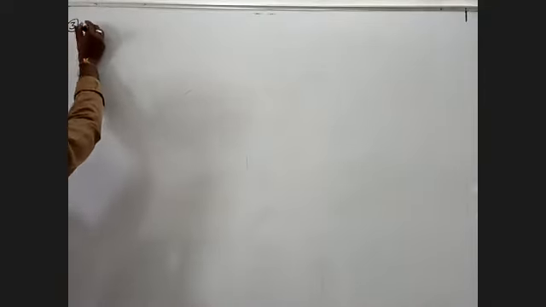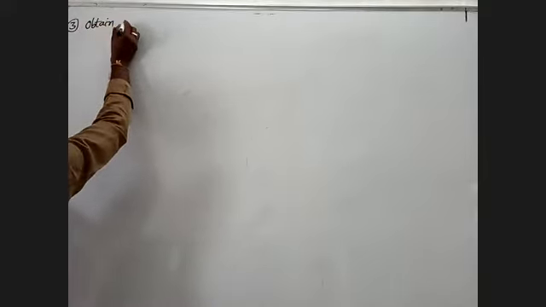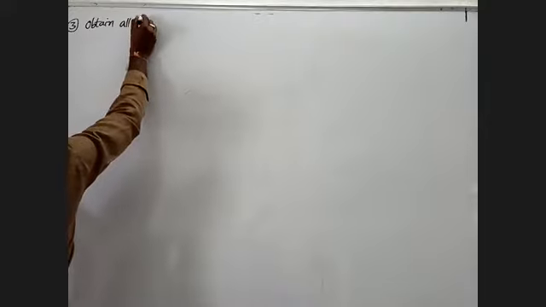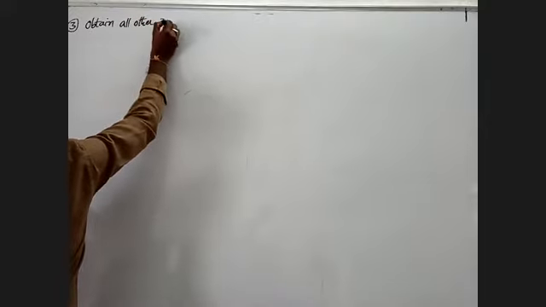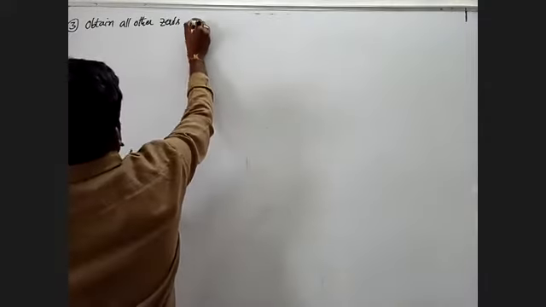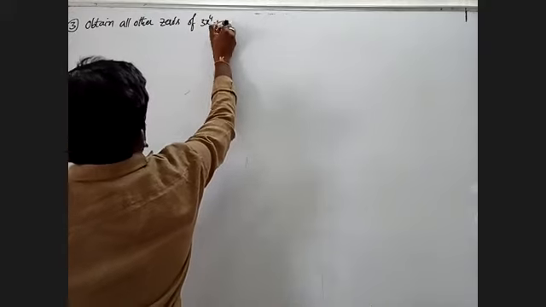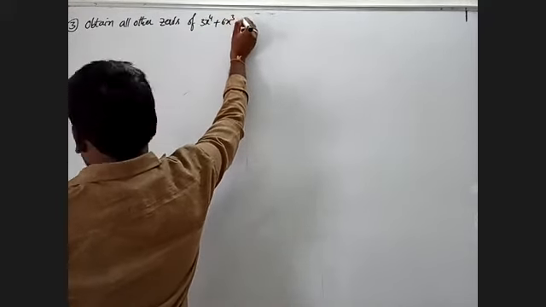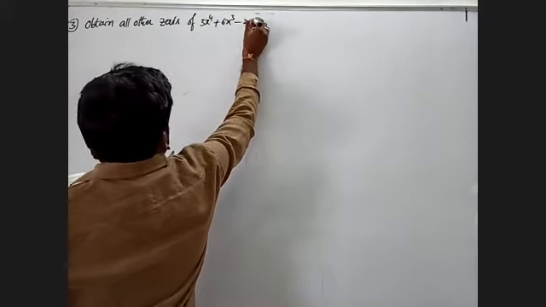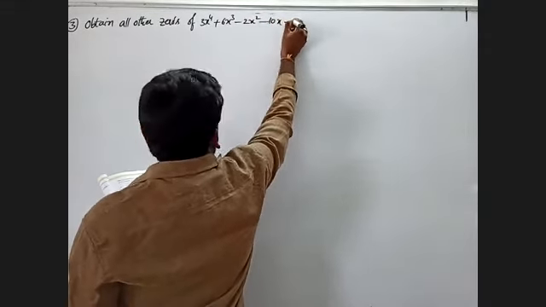Now I am going to solve the problem. That is, obtain all other zeros of 3x power 4 plus 6x cube minus 2x square minus 10x minus 5.